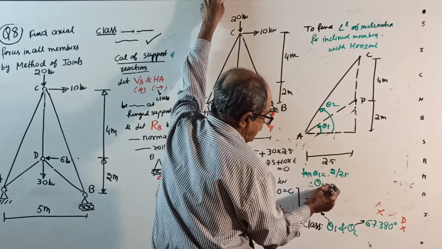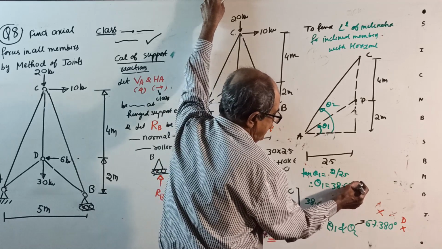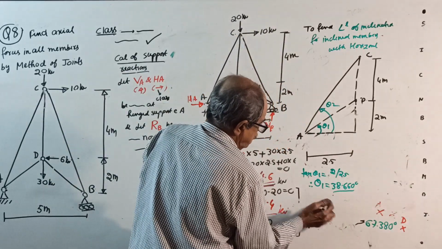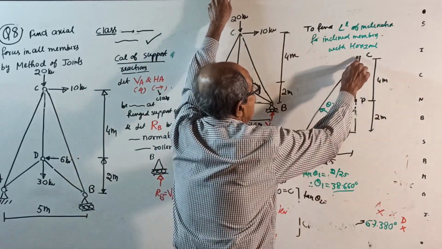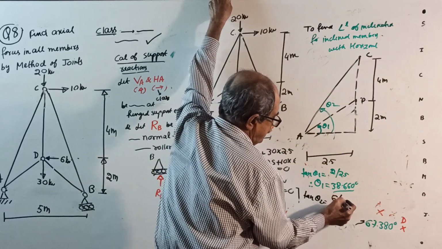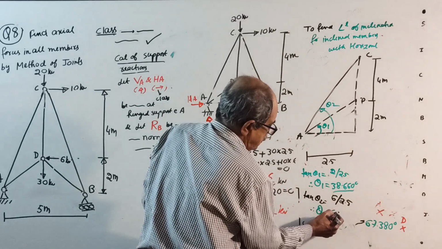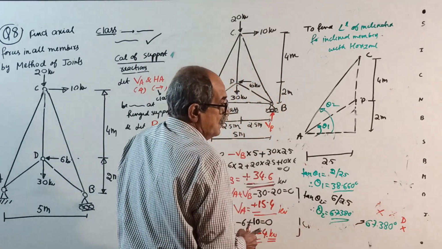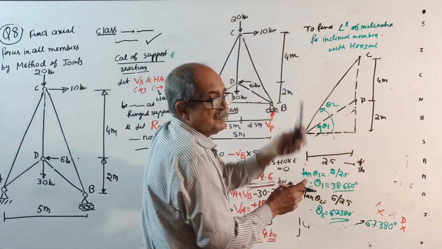Therefore, you will get theta 1 equal to 38.66 degrees. And tan theta 2 equal to 4 plus 2, which is 6, divided by 2.5. Therefore, you will get theta 2 equal to 67.38 degrees. Now we will go for the star sketch and start the method of joints.